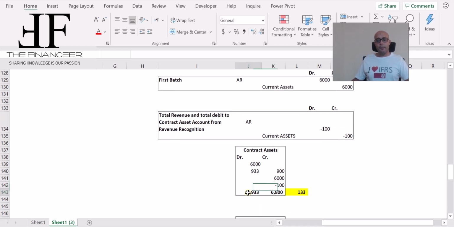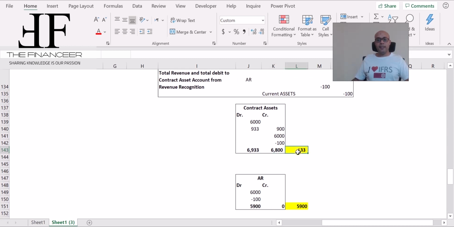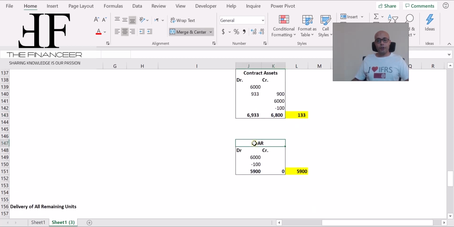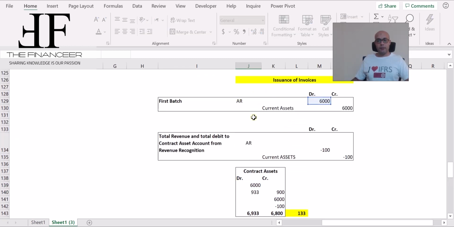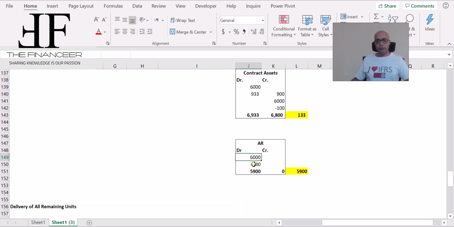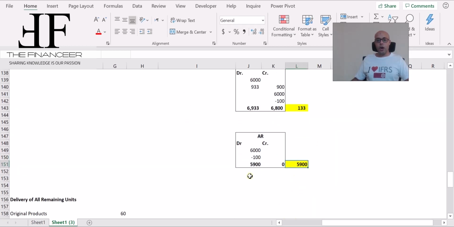So if you make a total and the summation for the debit side and the credit sides, you will find that the total net balance of the contract assets at the end of the day will be 133. Let's do the same for the AR T account. So this is the total value of the debit in the first transaction. You will find it here, debit 6,000, and then you will find also in the debit with 100. So the total net balance in the AR will be 5,900.